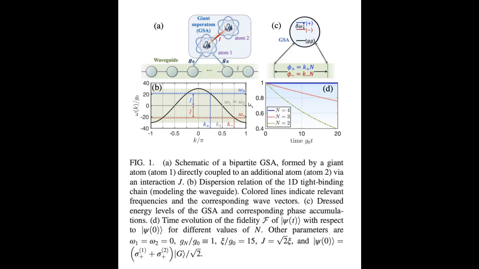Conversely, the other state will rapidly decay and broadcast its energy into the waveguide. So based purely on its internal state, it can either lock data in an impenetrable vault or instantly broadcast it. Exactly. That's an incredible mechanism for a single node.